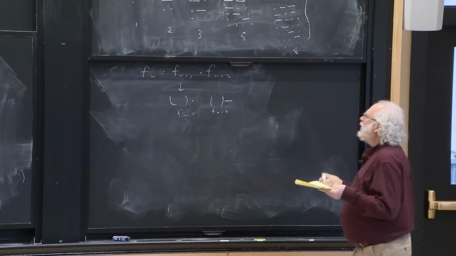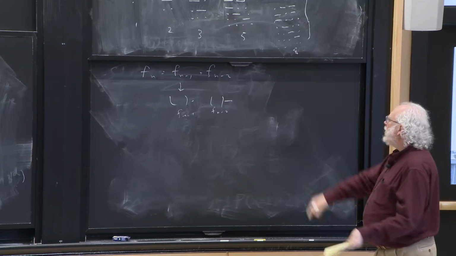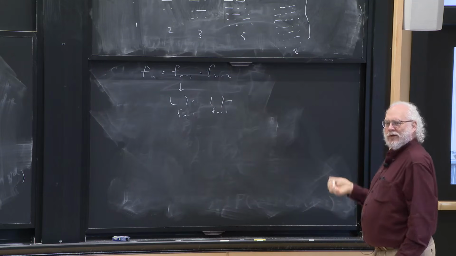So what we're going to do is ask, how can we use generating functions to find a formula for the nth Fibonacci number?